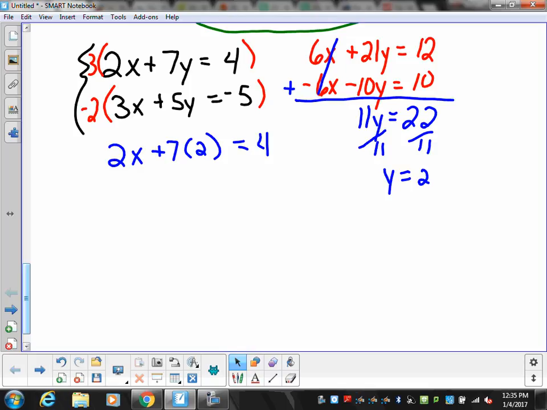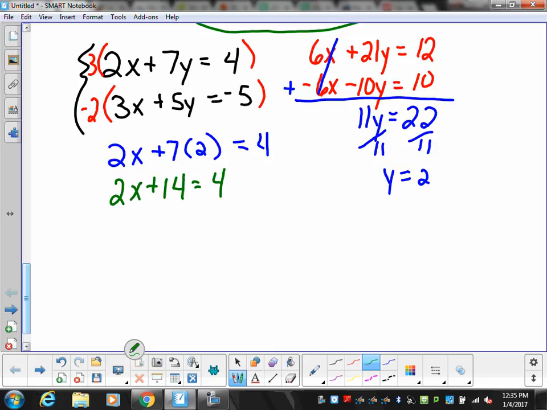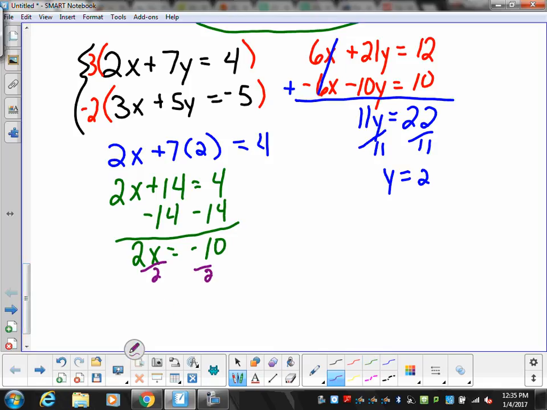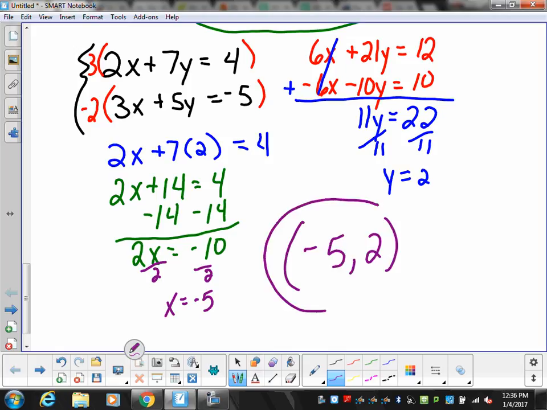Alright, so to finish this, that's 2x plus 14 equals 4. Subtract the 14 from both sides, so 2x equals negative 10. And then divide both sides by 2, and x equals negative 5. So your solution is negative 5, positive 2. That's my order there.